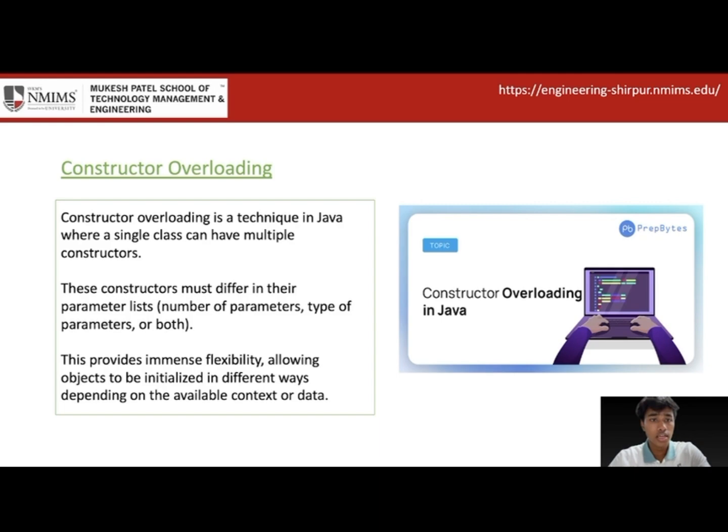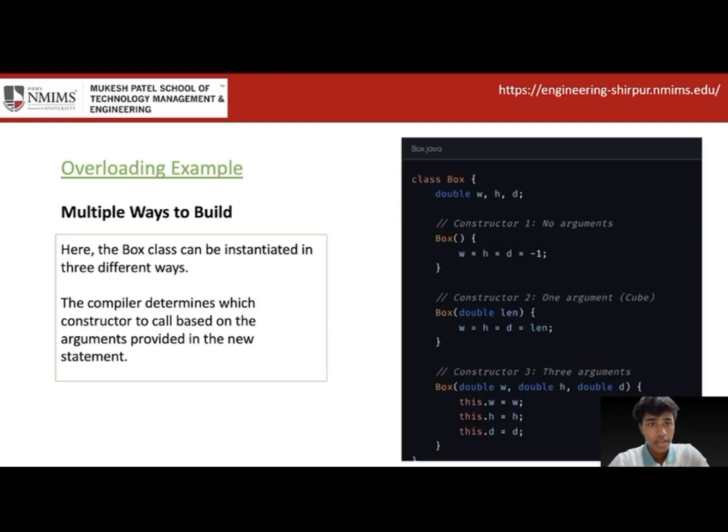Now let us understand constructor overloading. Constructor overloading is a technique in Java where a single class can have multiple constructors. Constructor overloading means having multiple constructors in the same class with different parameter lists. The difference can be in number or type of parameters. This allows us to create objects in different ways depending on the situation. Let us look at the example of overloading of constructors.